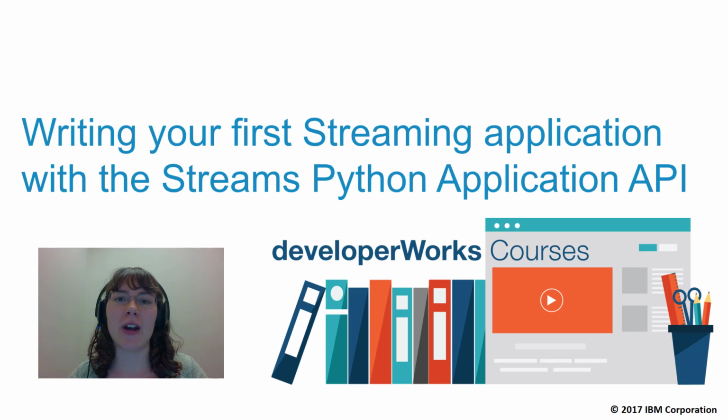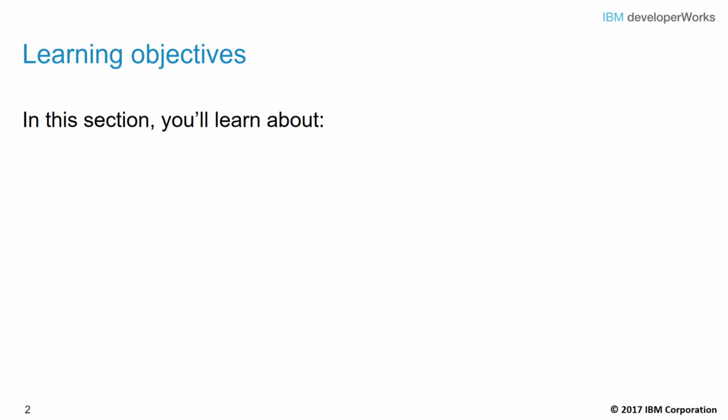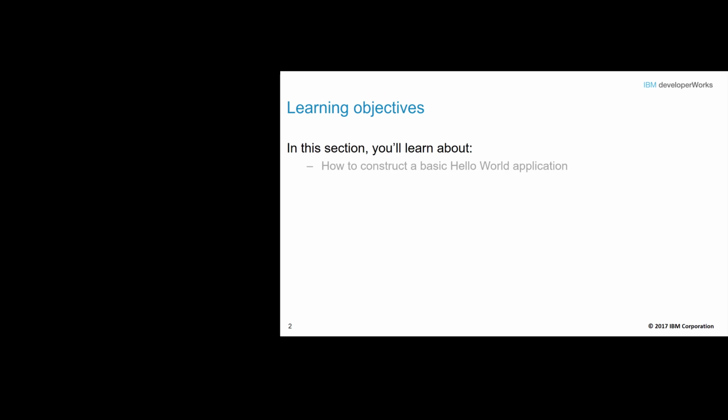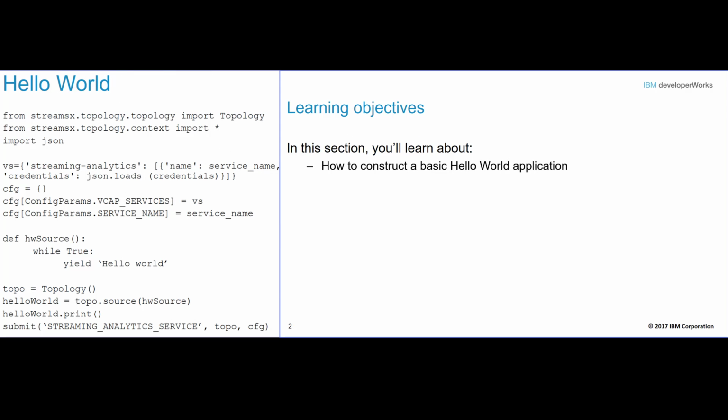To help you begin writing your application, I'll explain some basic streams concepts and syntax. Let's get started. In this section, you'll learn about how to construct a basic Hello World application. You'll see all the components that make up the application, including the Topology class, which frames your streams applications, data sources and sinks, which bring data into your application and write it out at the end, and submitting your application.